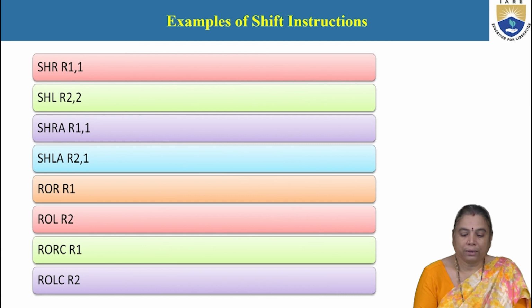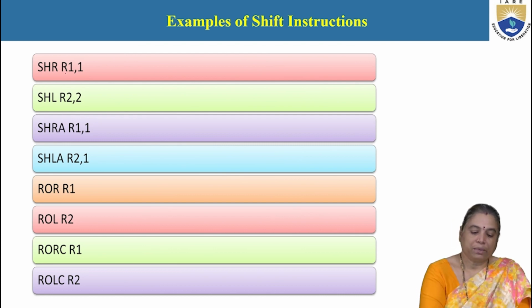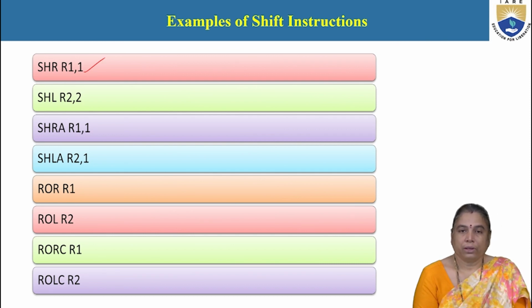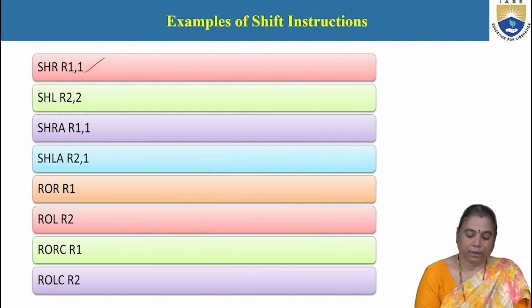Now we'll look at examples of these shift instructions. SHR R1, 1 means shift right the R1 register value by 1 bit. SHL R2, 2 means shift left the register R2 value by 2 bits. SHRA is used to perform the arithmetic right shift on the register R1 by 1 bit. In a similar way, SHLA is used to perform the arithmetic left shift on the register R2 by 1 bit.